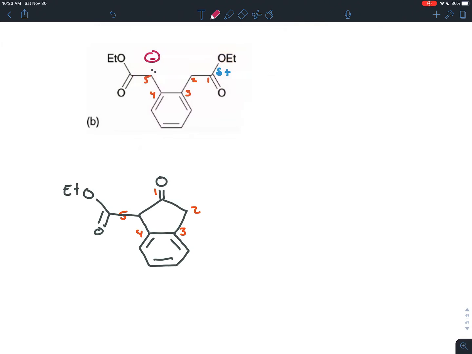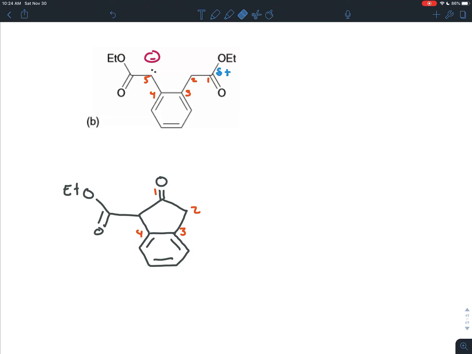Now on carbon number 1, we will definitely have the carbonyl, but notice that when this nucleophile attacks, it kicks the electrons up, you get the tetrahedral intermediate, then that snaps back down and kicks the leaving group off, so this ethoxy group will not be there anymore when you do that nucleophilic acyl substitution. So we won't draw that in, but we do still have the carbonyl in carbon number 1.